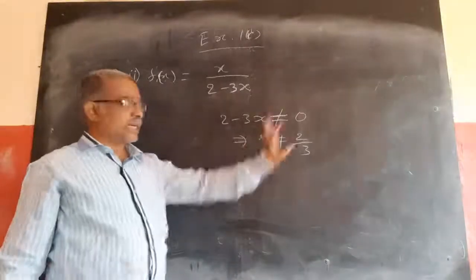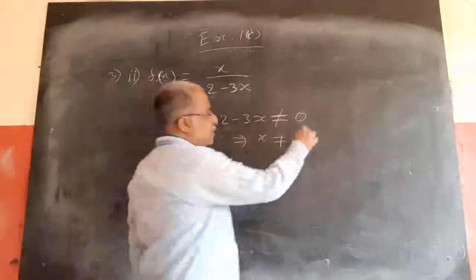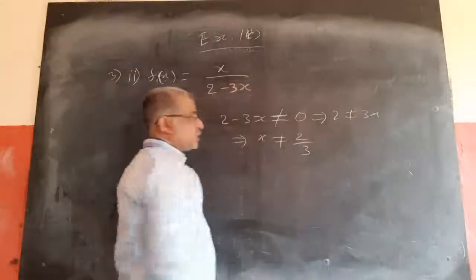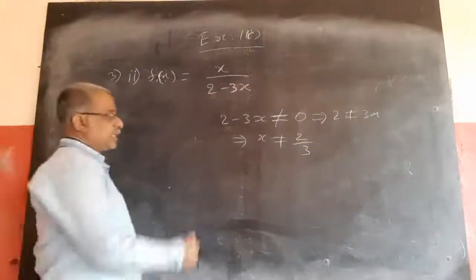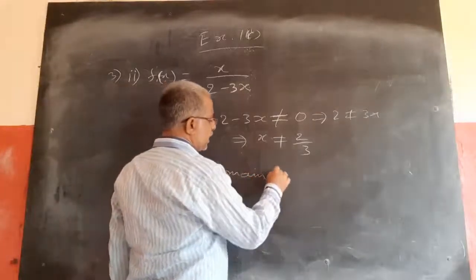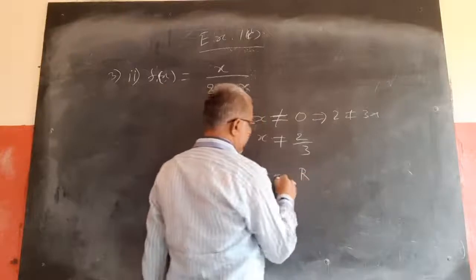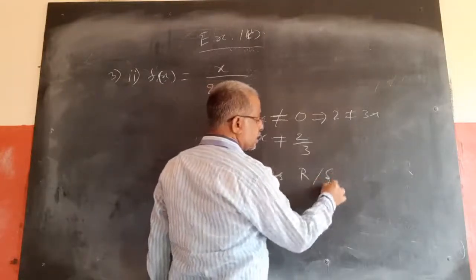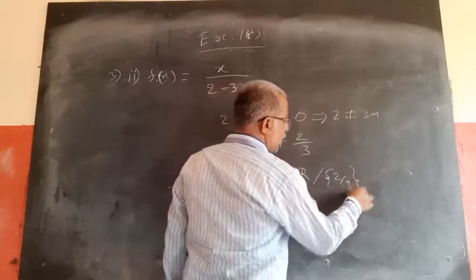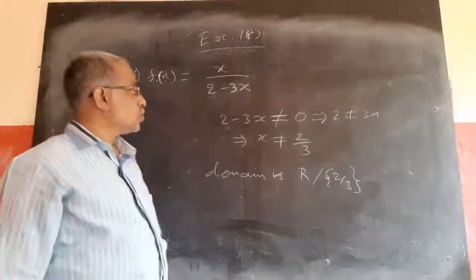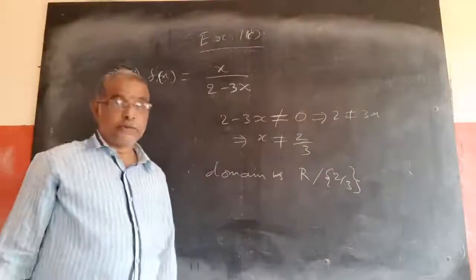2 minus 3x not equal to 0 is nothing but 2 not equal to 3x. Moving 3 to this side, x is not equal to 2 by 3. Therefore, the domain is any real number except 2 by 3, so the domain is R minus 2 by 3.